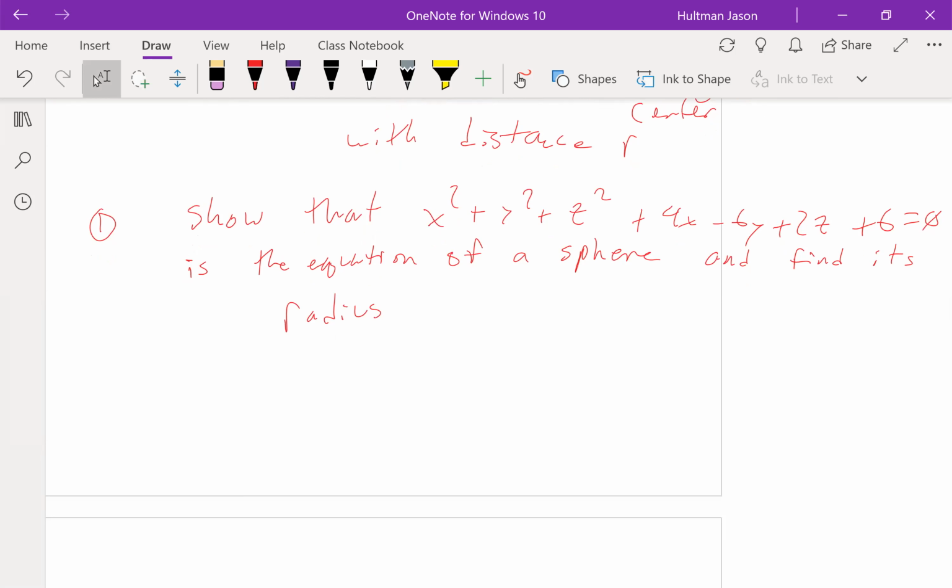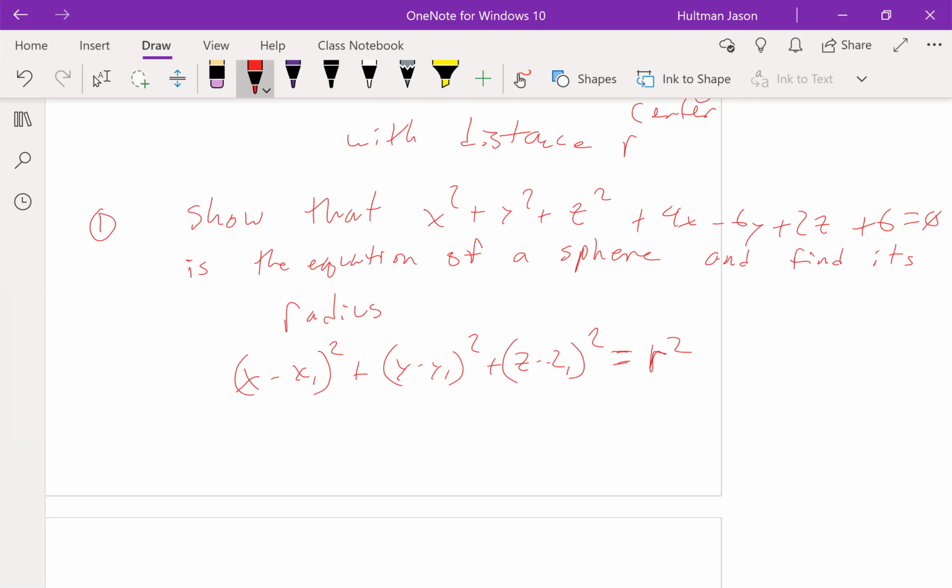Okay, so I want to take this equation and turn it into something that looks like this: x minus x1 squared plus y minus y1 squared plus z minus z1 squared equals r squared. I want to turn this big equation up top into something that looks like this. What are we going to have to do? What's the tool that we're going to use in order to get this to look like a sphere? What do we call the operation that's going to help us get a binomial squared? Completing the square? Yeah, completing the square.